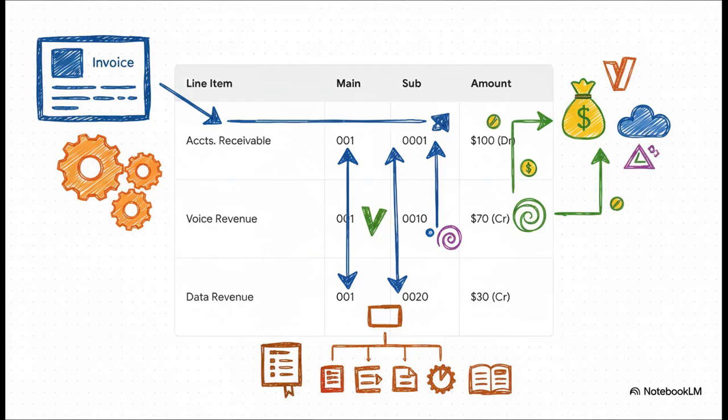Okay, let's look at our invoice again, but this time we're going to look at it through the system's eyes, at the posting document. See? The system creates 3 lines here.